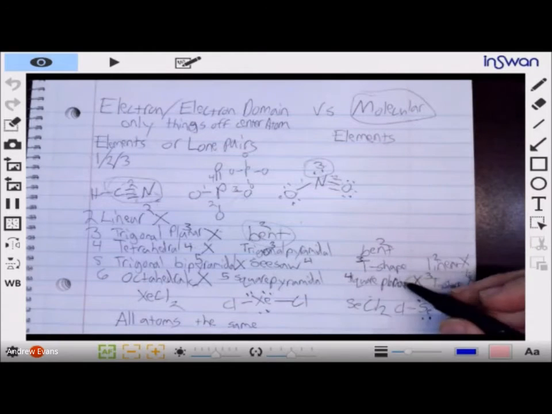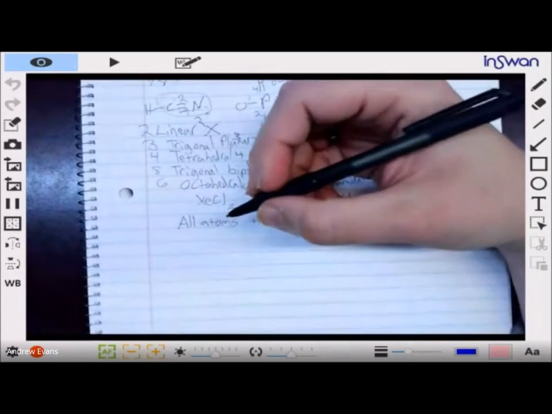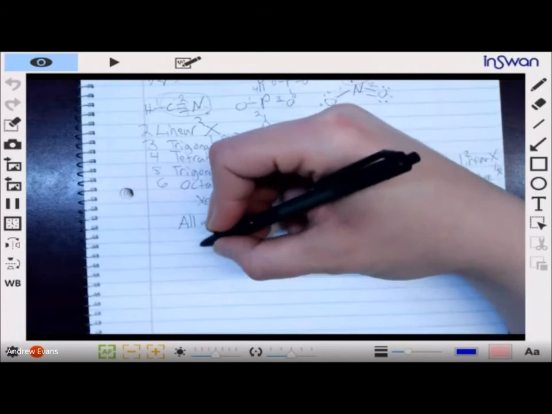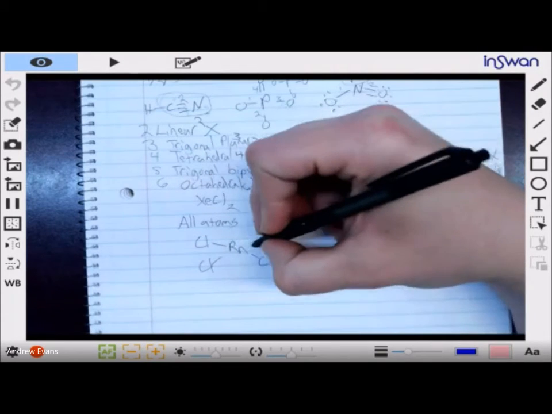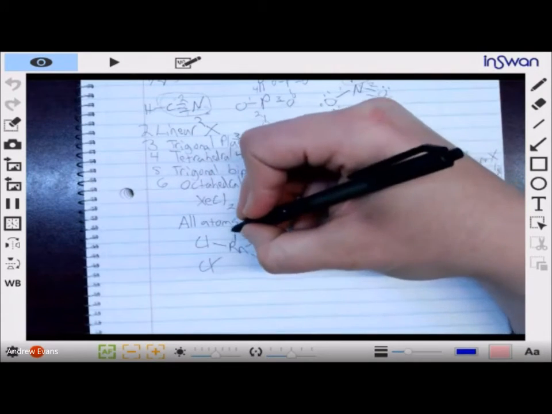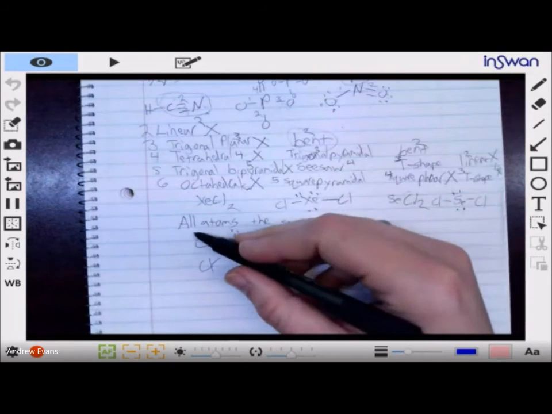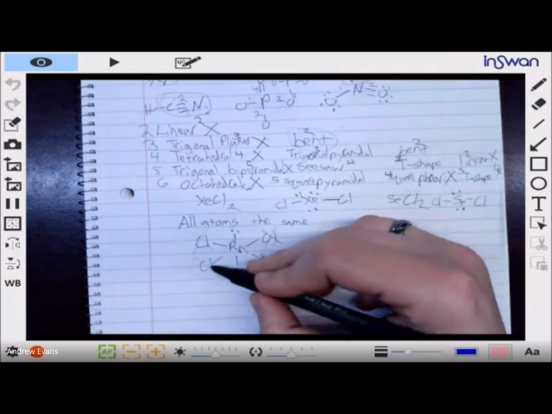So what I'm saying is, let's look at a square planar compound real quick. If I said radon with chloride, chloride, chloride, chloride, lone pair, this chloride cancels that chloride. This chloride cancels that chloride.